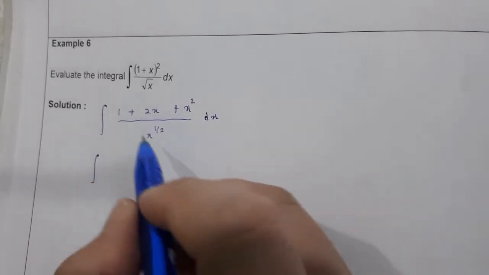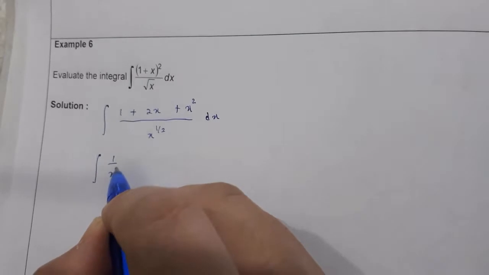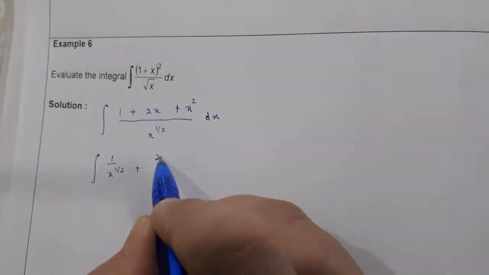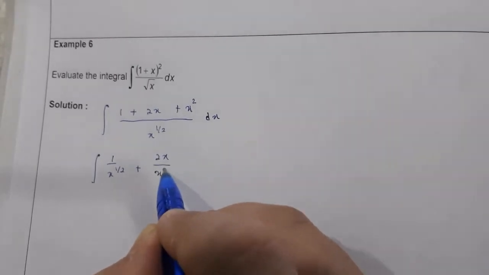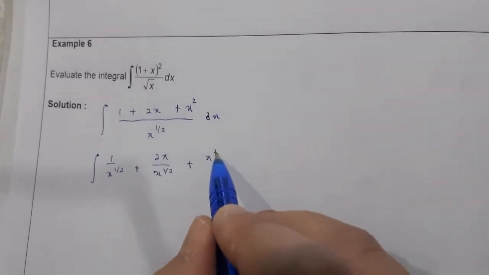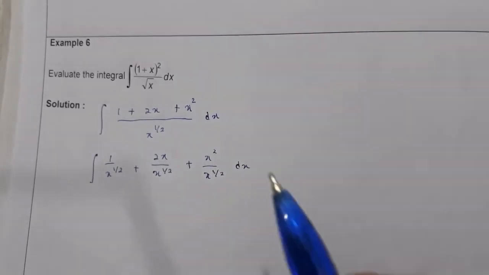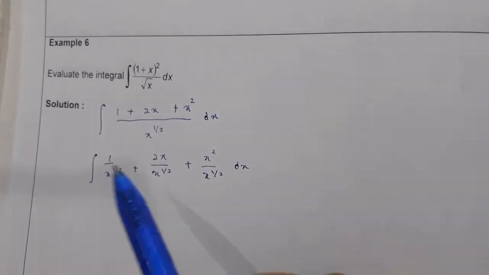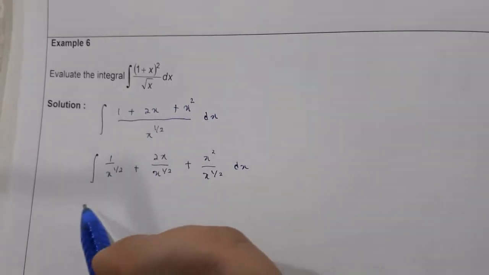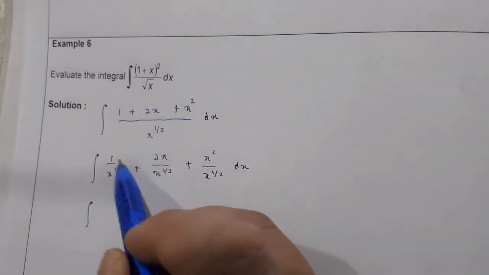First term, 1 over x^(1/2). Second term, 2x over x^(1/2). Third term, x squared over x^(1/2). Okay, now all the terms are separated. First term, second term, third term. Then we can simplify. Bring x up.